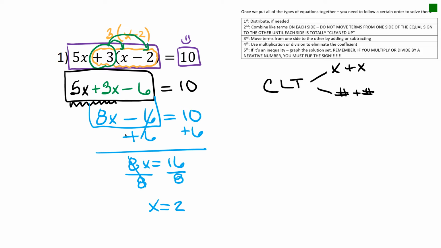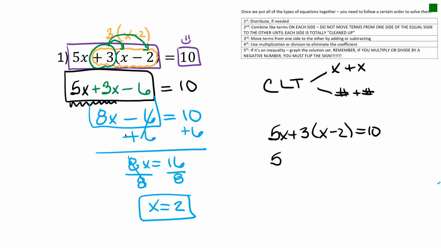Now, just for funsies, and this is the only time I'm going to do this, I'm going to check it. So here's your original problem. 5x plus 3 times x minus 2 equals 10. Everywhere you see an x, you're going to put 2. So there's 5. Whoops, that was supposed to be black. Dang, nabbit. 5. There's an x. Put a 2. That was supposed to be blue. Oh, well. Plus 3. There's parentheses. There's an x. Put a 2. Minus 2 parentheses. And then you have the equals 10.